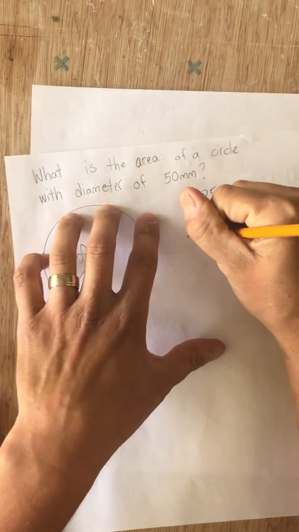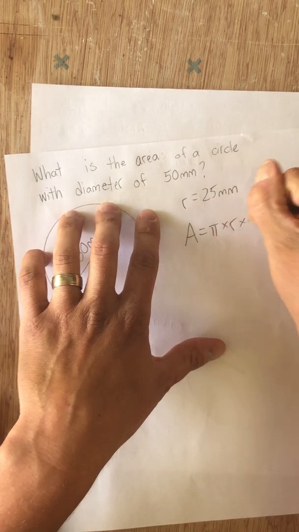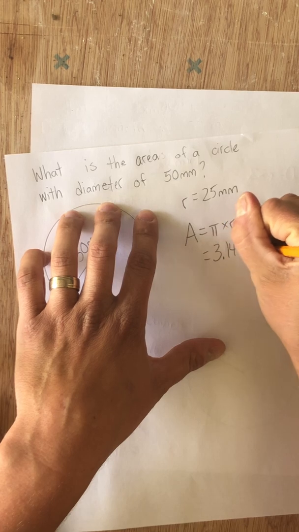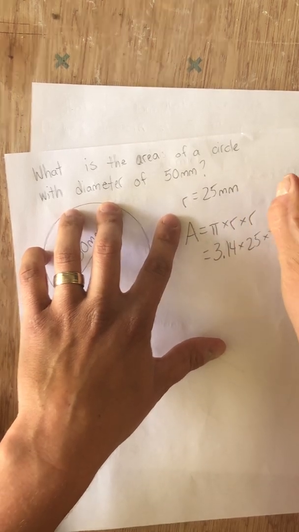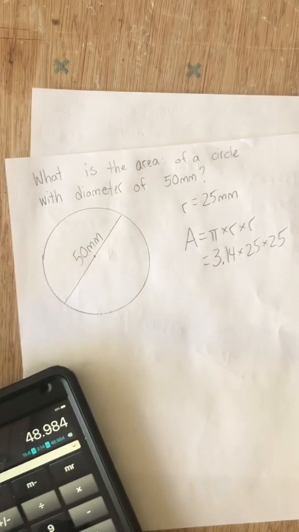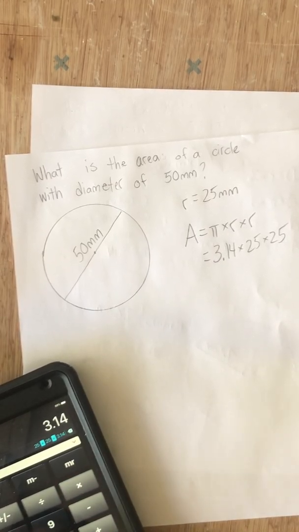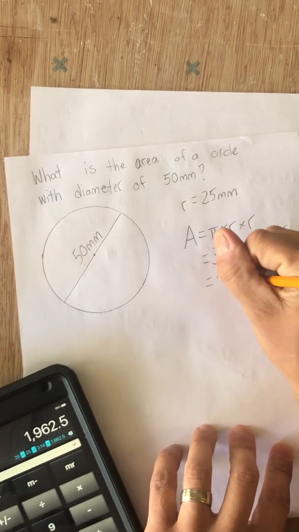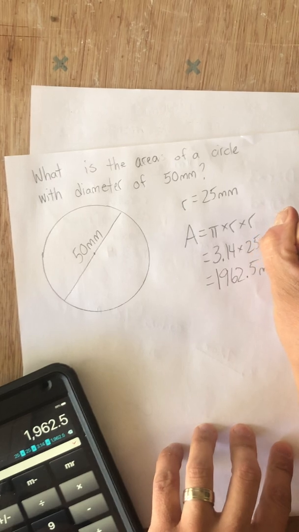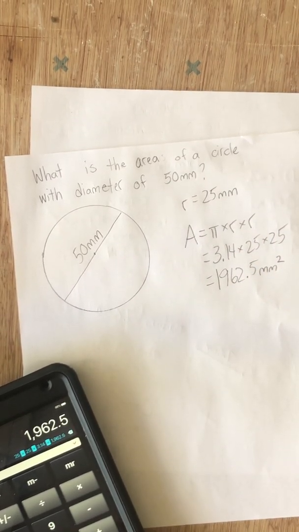So now I just write down my equation. Area is pi times radius times radius. So it's 3.14 times 25 times 25. Okay, just put that in my calculator here: 25 times 25 times 3.14 equals, there we go, 1,962.5 millimeters. And again, it's millimeters squared because I'm talking about an area.